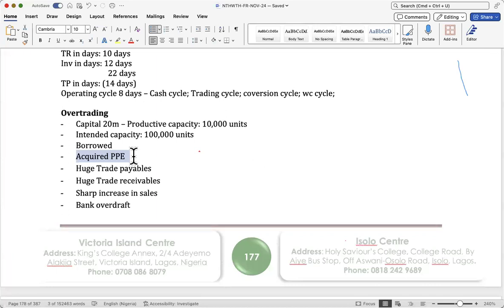It will increase sharply. Number three is that you have huge trade payables. See, he doesn't have the capital. He doesn't. So most of his resources, his raw materials, he would have bought them on credit. He doesn't have the capital to support that 100,000 he wants to do. He will buy on credit.